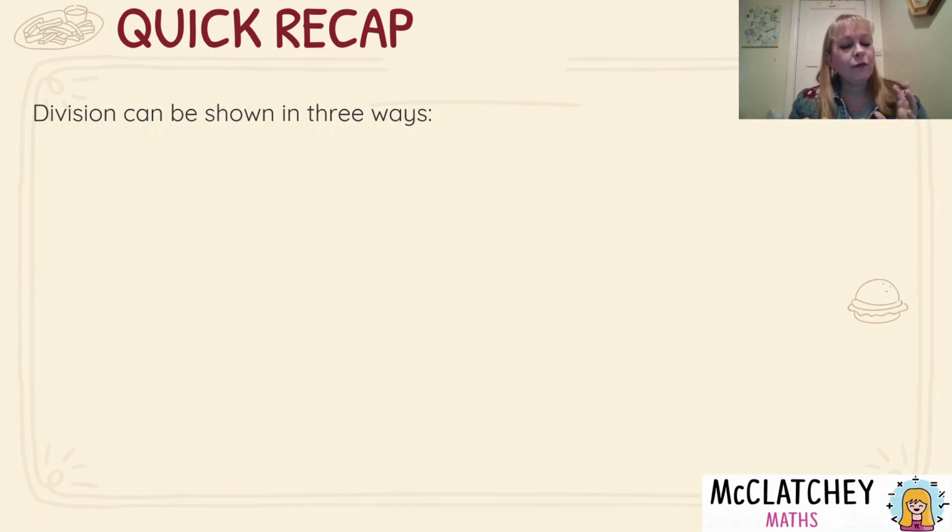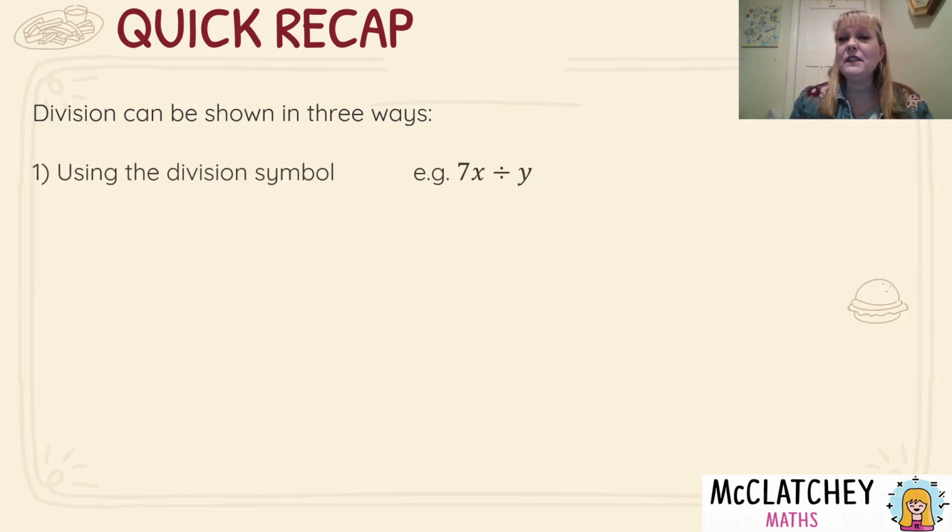So you would recall from seeing this in primary school, maybe through your maths teacher's lessons, that division can be shown in three ways. Firstly, we could show it using a division symbol. We've seen that before with the little line called the vinculum and the little dots above and below the line representing a numerator and a denominator. So here's an example, 7x divided by y with that symbol in between.